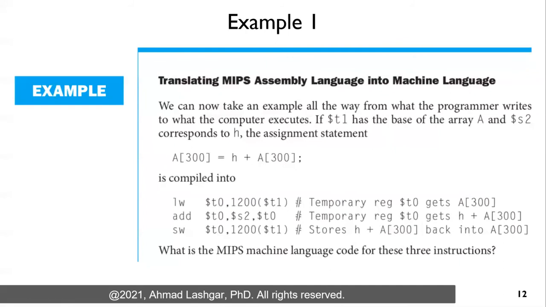First step, we find the instruction format. Is it R-type or I-type? Then we find the value for every one of the fields in decimal. And finally, we convert the decimal to binary. Let's start with the first instruction.